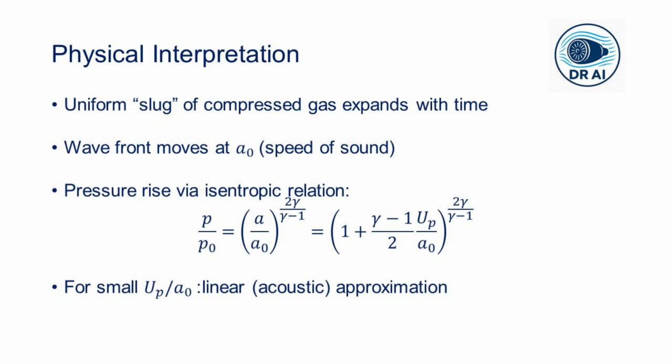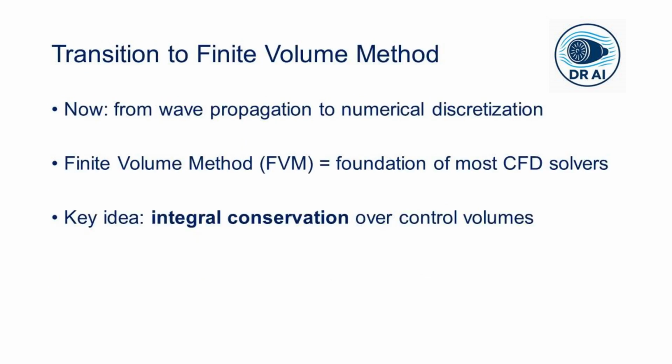Using the isentropic relationship, we can compute the pressure rise as P over P naught relationship over here. So for up over a naught small, this approximates that P is approximately equal to P naught plus rho naught a naught times up, which is actually the acoustic linear result. But our solution is exact for any up, as long as the flow remains isentropic, which means that there is no shock. So this example illustrates the power of characteristics. We solved a nonlinear problem analytically by tracking the information propagation.